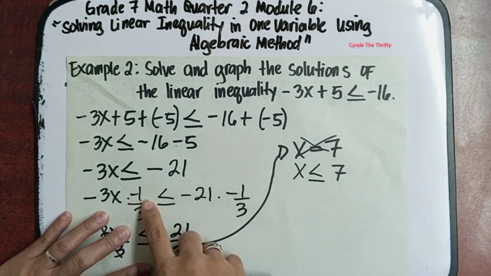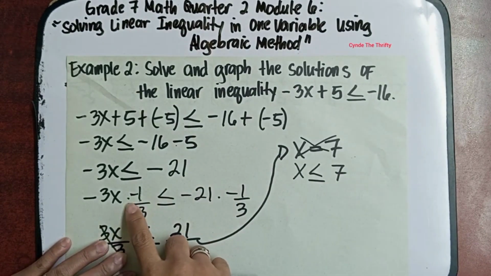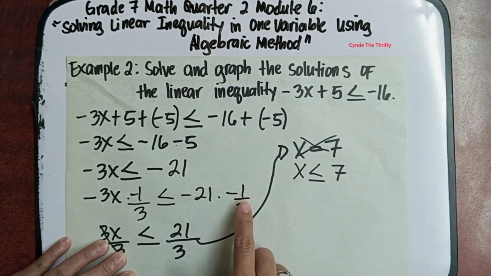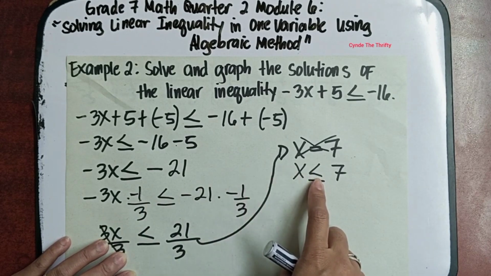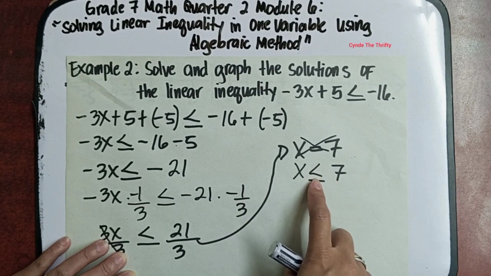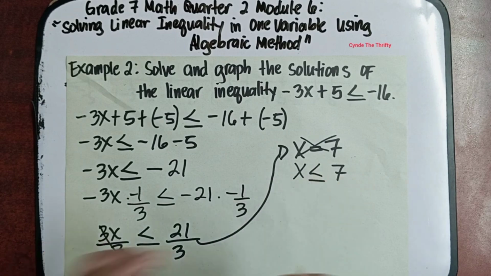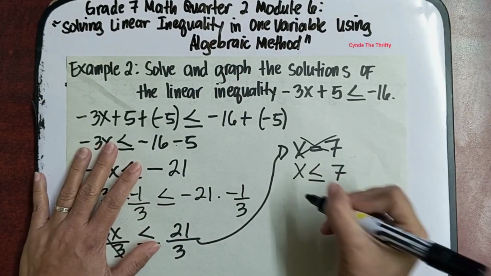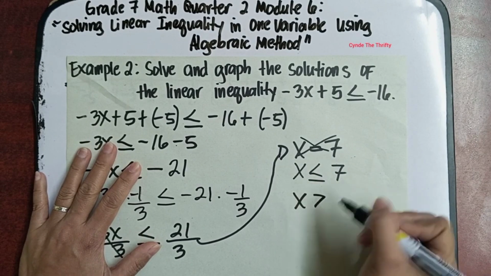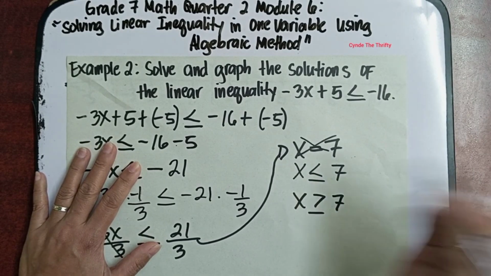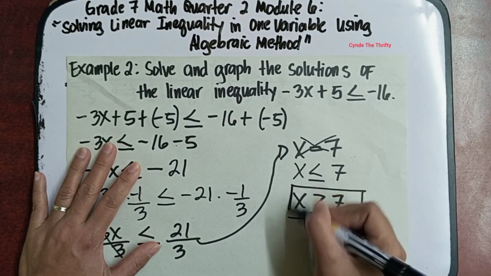Take note na ang minultiply natin dito is negative 1/3 at negative 1/3. Kapag negative ang i-multiply natin, ang gagawin natin sa ating sign is i-reverse natin siya. Dahil less than ito, so ang sagot natin is magiging greater than. So magiging x is greater than or equal to 7. So ito na yung final answer natin.